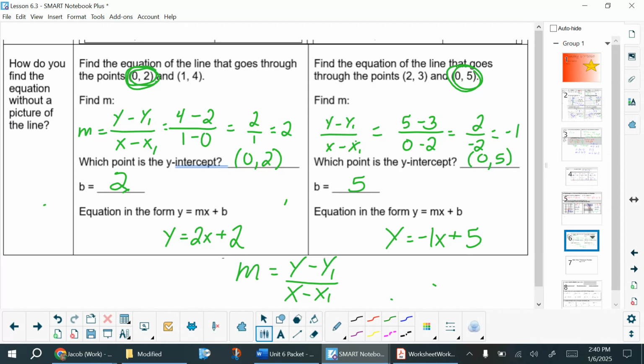So to write the equation of a line, we just need to know the slope and the y-intercept. If we have both of those things, we can put them into slope-intercept form, and that will be the equation of our line that we can use.